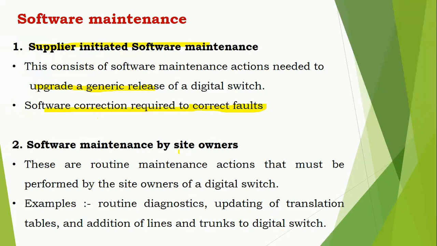Then what is under site owners? It is related only to routine maintenance action, because the first function of switching is scanning a line, that is routine diagnosis. And whenever subscribers move from one place to another place, you need to update the table, that is translation tables. Whenever the subscribers move from place to place, you need to add a line or trunk to the digital switch. So the simple words you need to remember: under supplier is upgradation of generic release, and here it is routine maintenance or routine diagnosis by the site owners.